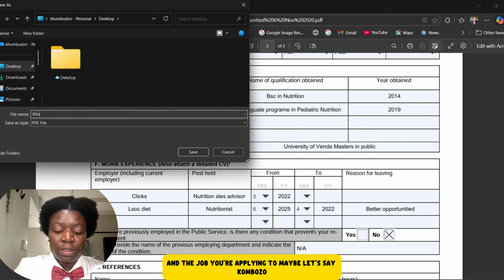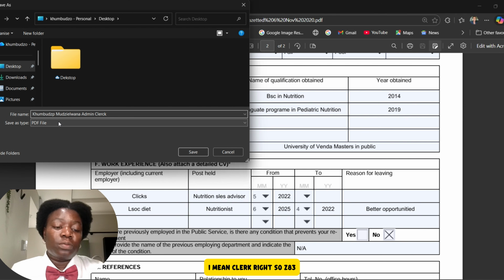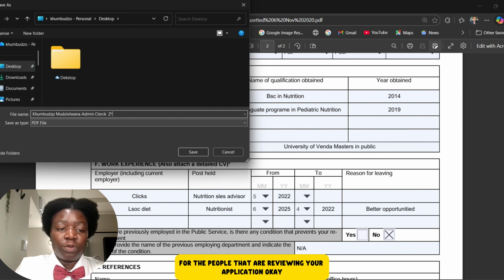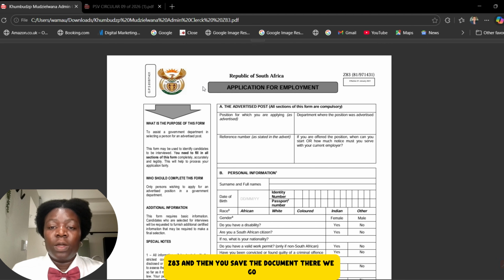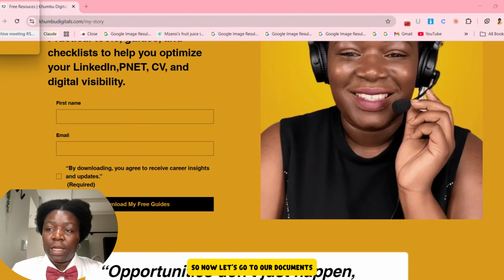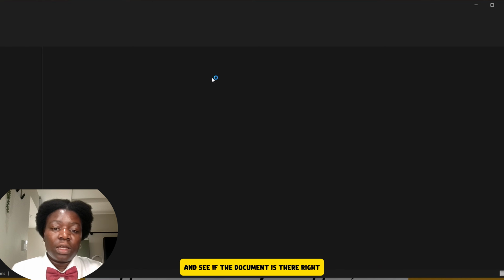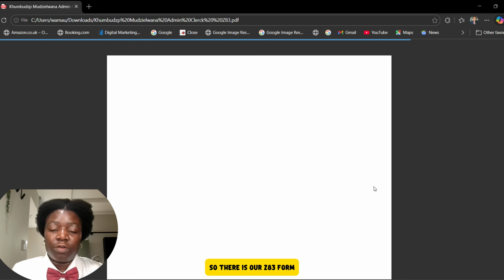Maybe, let's say, Khumbudzo Mozierana, administrative clerk, admin clerk, right? So Z83, so that it's easy for the people that are reviewing your application, okay? Z83. And then you save the document. There we go. We've saved our document, right? So now let's go to our documents and see if the document is there, right? So there is our Z83 form.